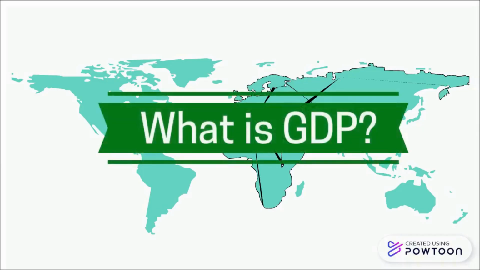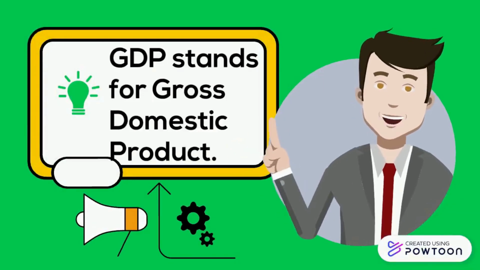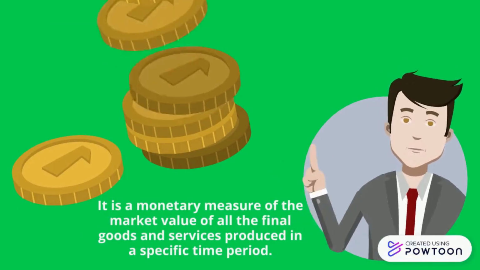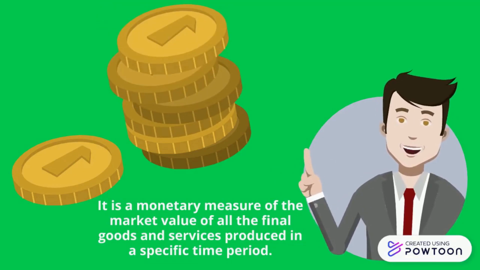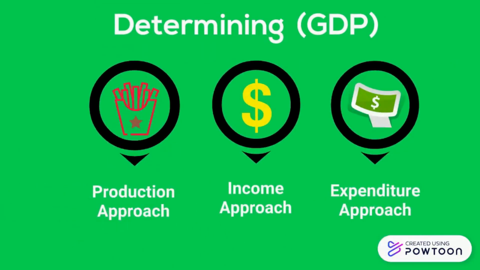What is GDP? GDP stands for Gross Domestic Product. It is a monetary measure of the market value of all the final goods and services produced in a specific time period. GDP can be determined in the following ways: production approach, income approach, expenditure approach.